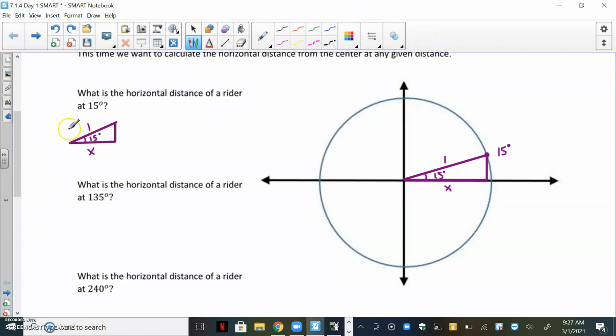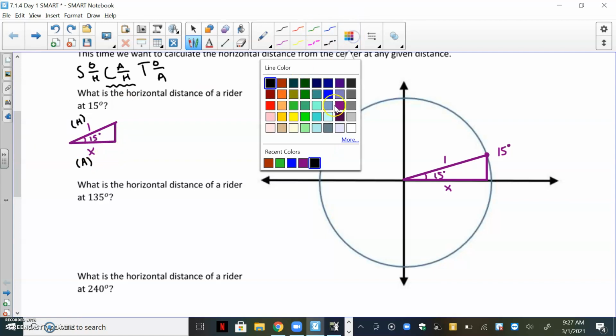All right, so now we can go ahead and use our SOHCAHTOA. We can say that this 1 is the hypotenuse. The x, that's right next to the angle, which means we can label it adjacent. And because it's a and h, if you recall from when we wrote SOHCAHTOA down, we can see that we have to use cosine, because cosine is the one dealing with a and h. And that's always going to be the case when we're trying to find a horizontal distance, right? We're always going to be working with this side, which is why it's always going to be cosine.